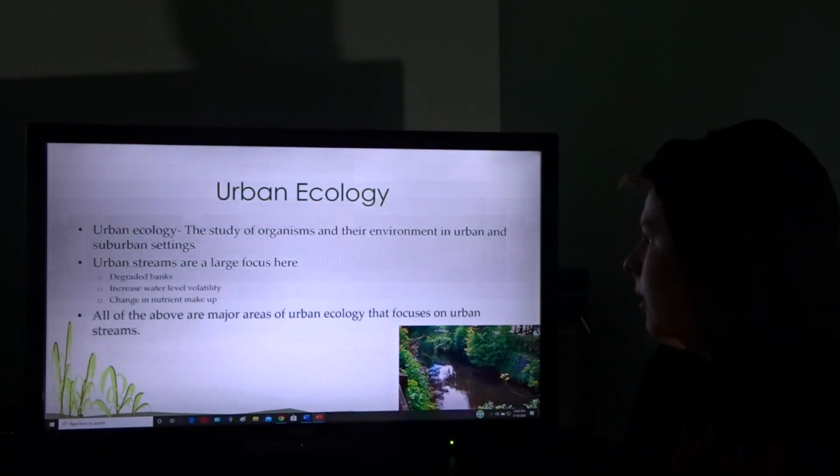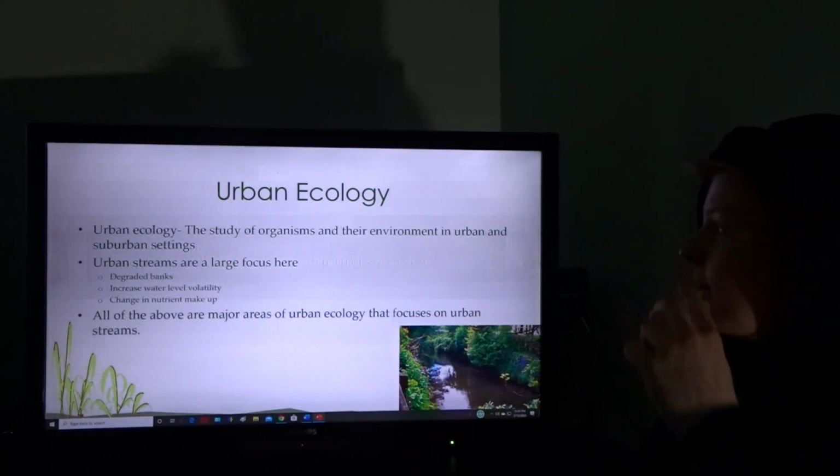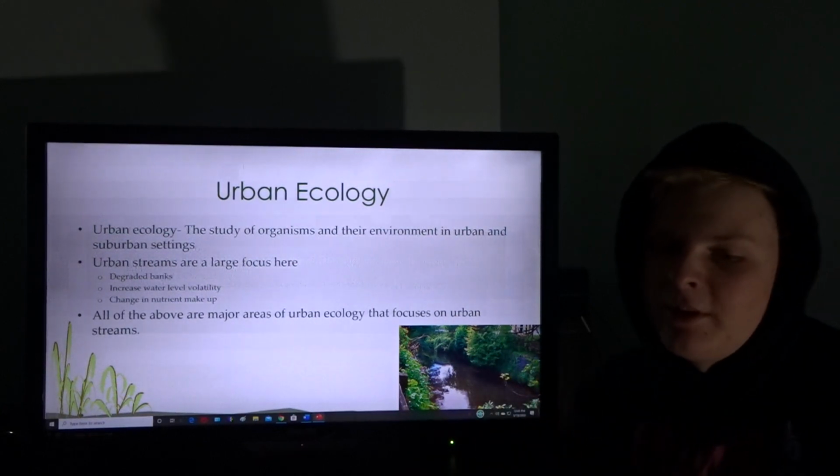So the final area that we can talk about has to do with urban ecology, and this is the study of how organisms and the environment interact in urban or suburban settings.